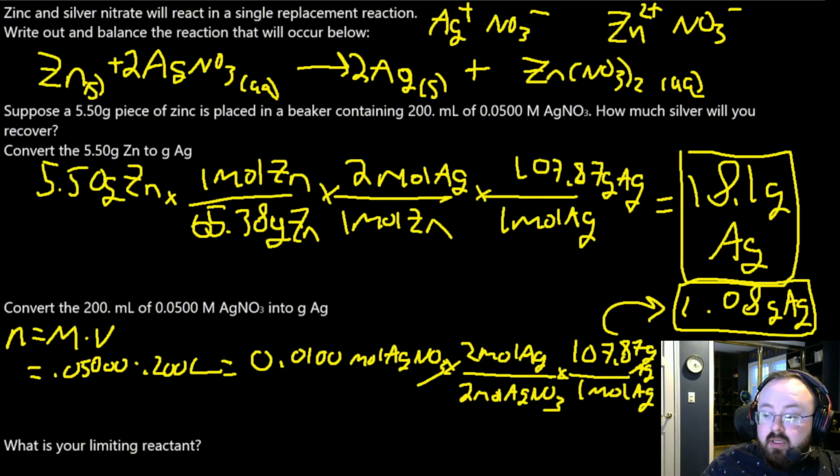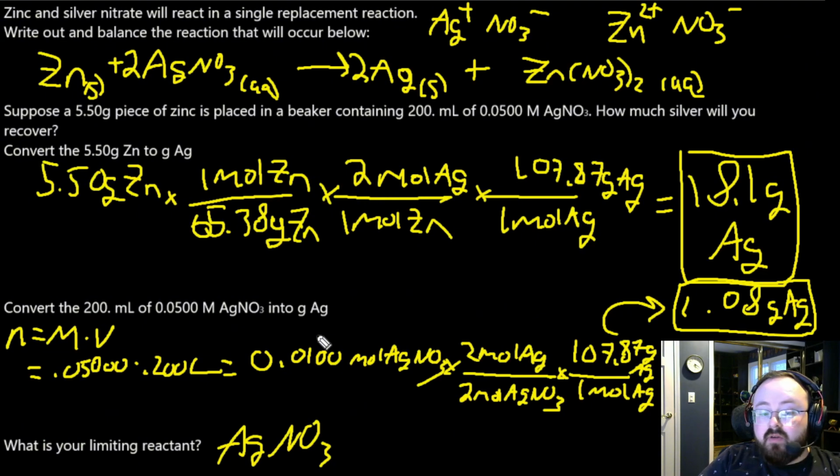So clearly, our limiting reactant here is the silver nitrate. I will run out of silver nitrate before I run out of zinc. So I would still have my zinc floating around in my beaker there. It would not run out. I'd still have leftover of it, right? My limiting reactant becomes silver nitrate. There is our first word problem. Let's move on to the next one.